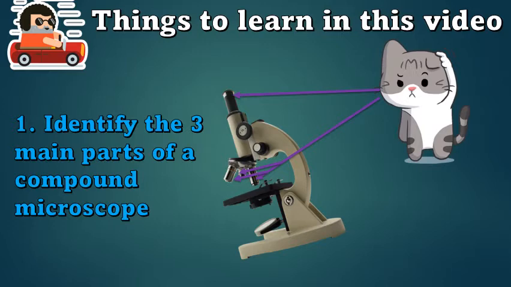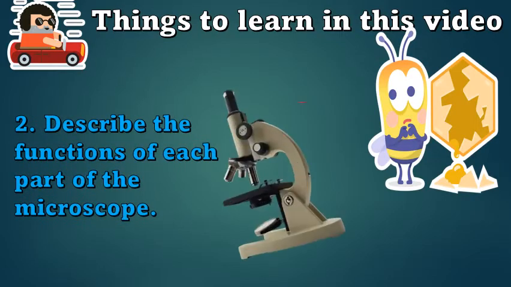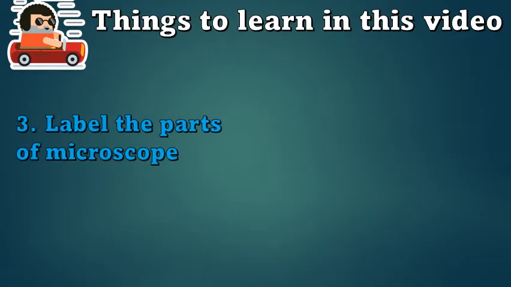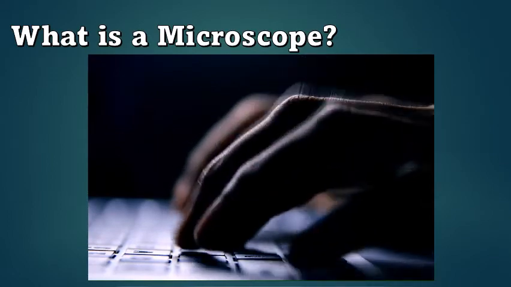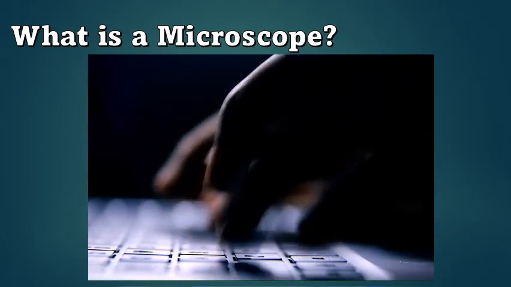Also, you will know the different parts comprising those three main parts of our microscope. The second objective you will learn in the video is you are going to describe the function or functions of each part of our microscope. And the last one, you are going to label the different parts of our microscope. But before that, let us define first what is microscope. Let's search for its definition.